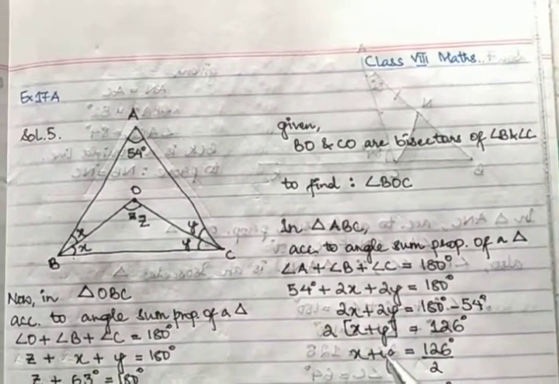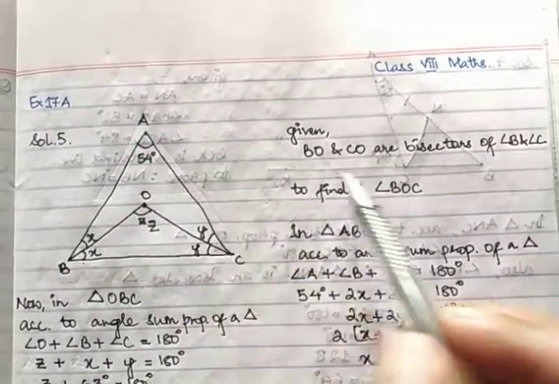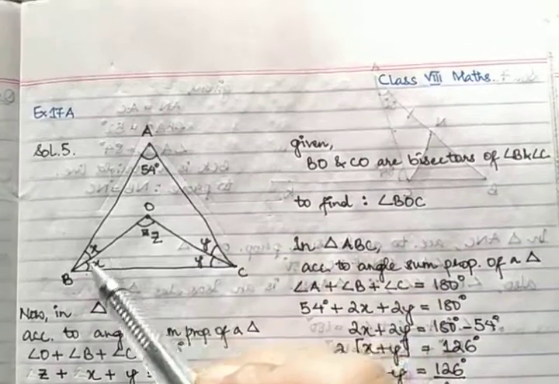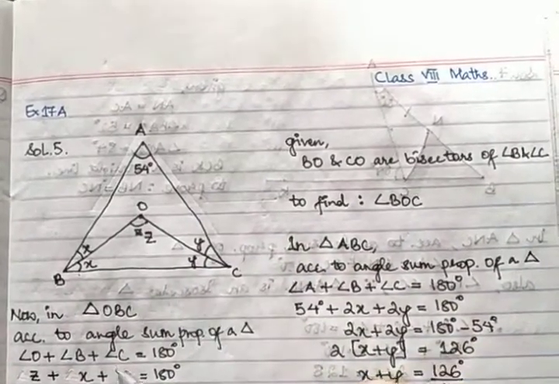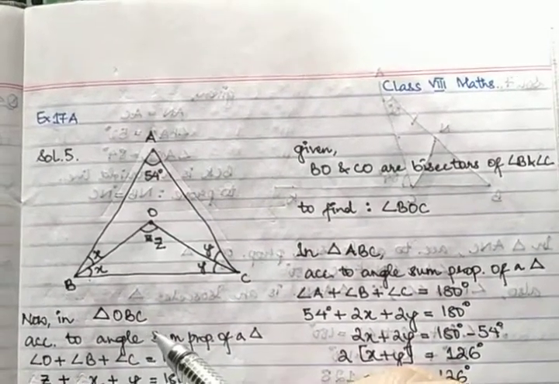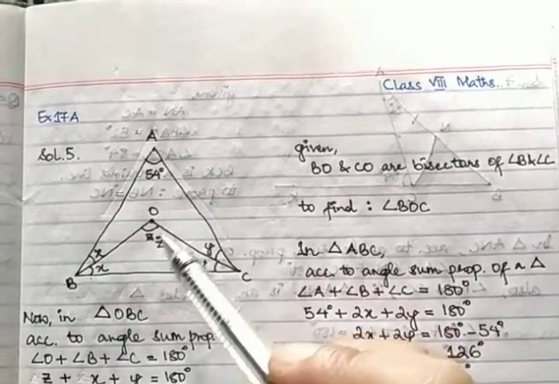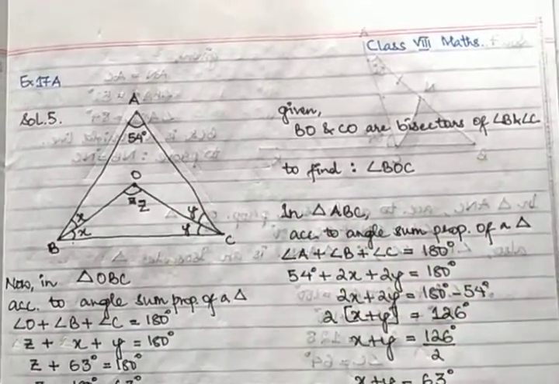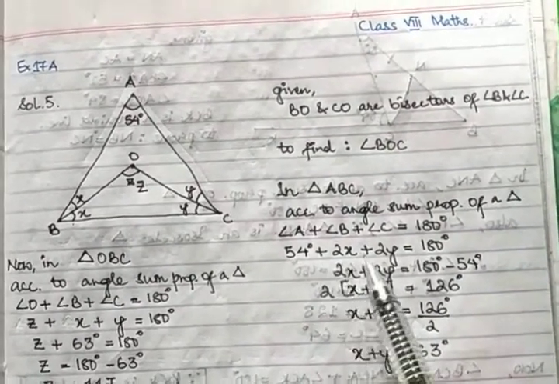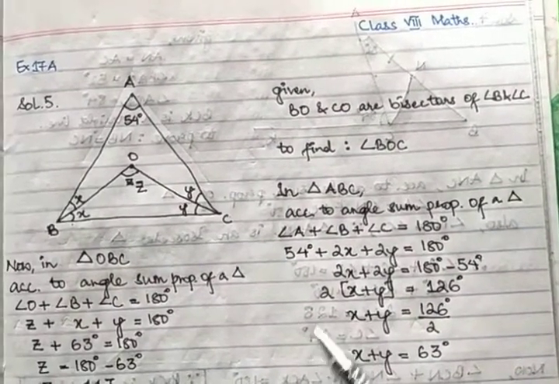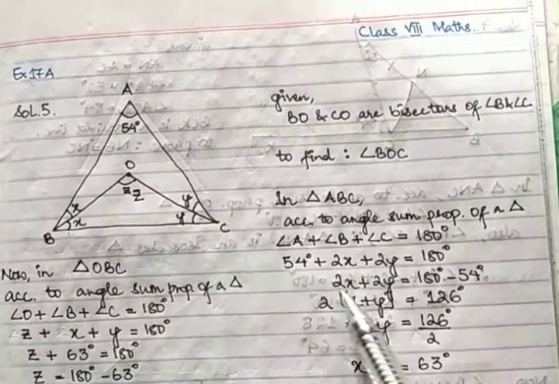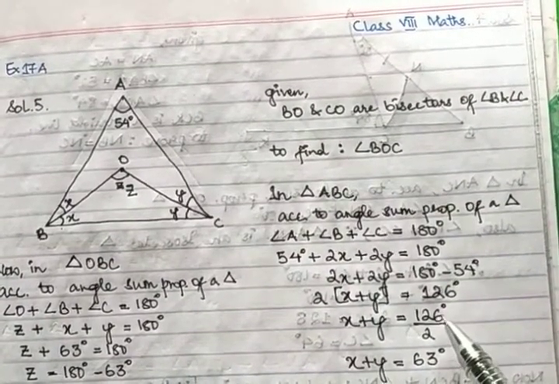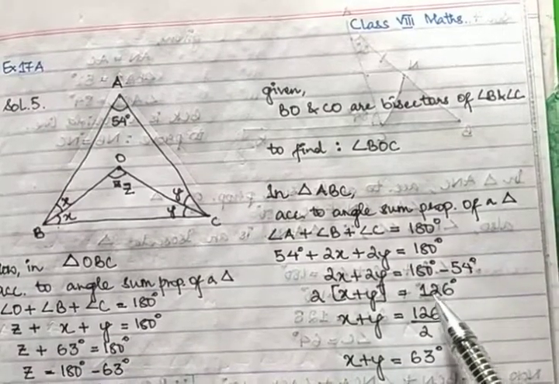That is what I have written in triangle ABC. We are dealing with the bigger triangle right now, though the figure has two different triangles, ABC and OBC. We are dealing with the bigger triangle ABC first. Now this becomes a linear equation. 54 goes to the other side, so 180 minus 54. 180 minus 54 is 126.